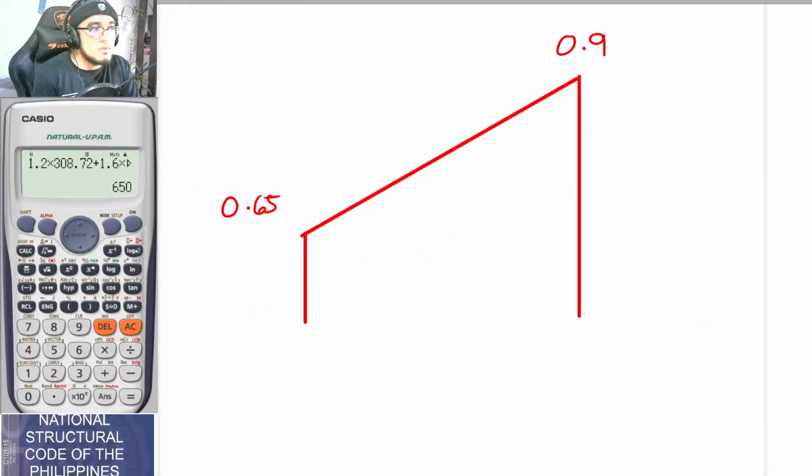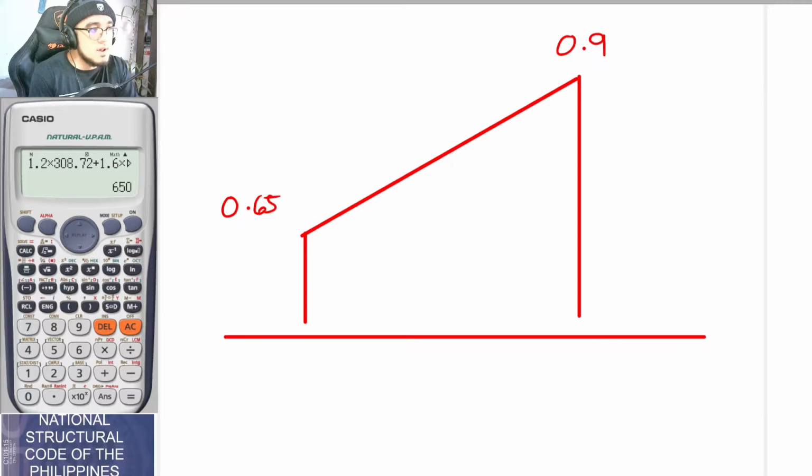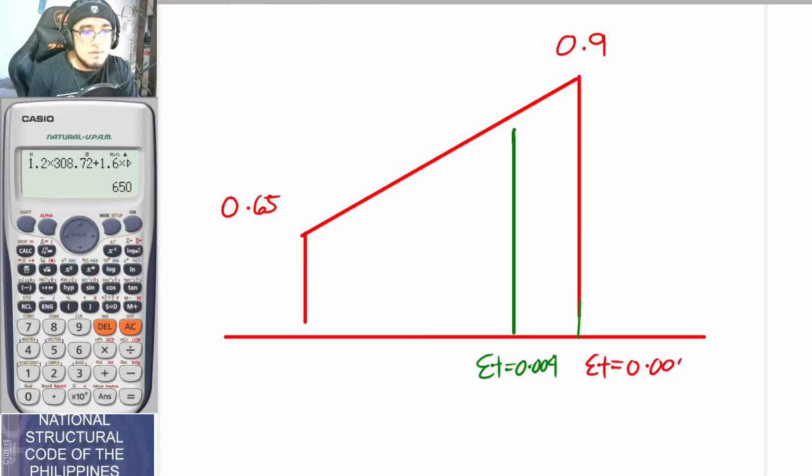So it's in the transition zone, guys. Let's say that this is the value for your strain T, which is 0.004, and this is the value for strain T equal to 0.005, and this is to be strain Y. So your strain Y is Fy divided by 200,000.